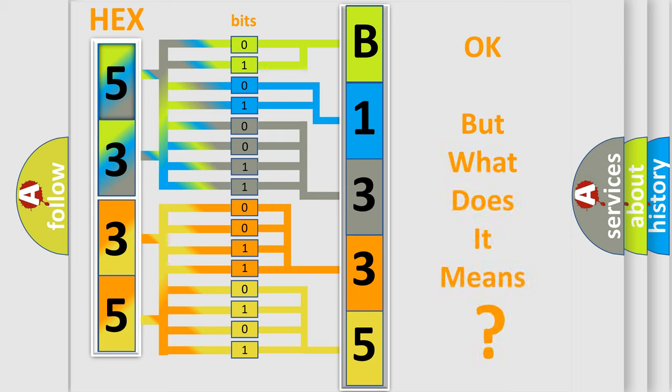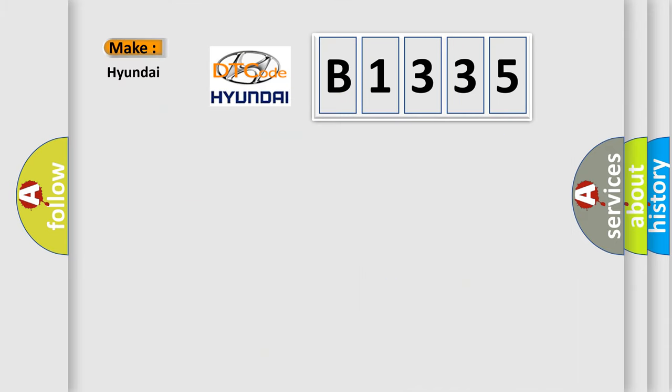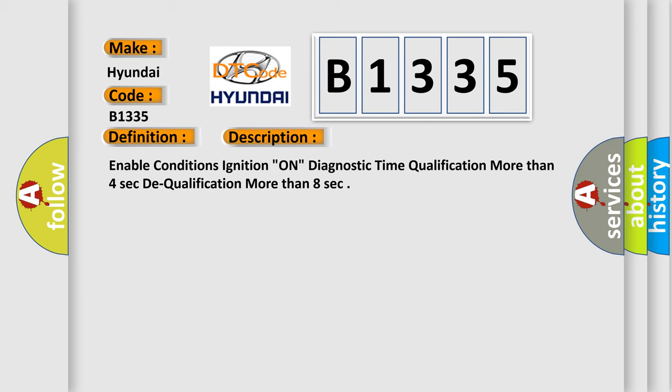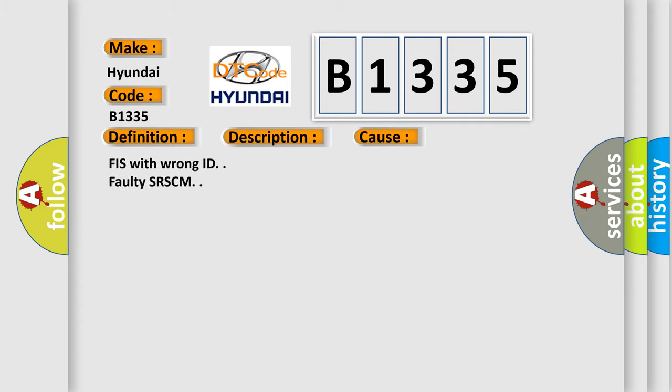The number itself does not make sense to us if we cannot assign information to what it actually expresses. So, what does the Diagnostic Trouble Code B1335 specifically mean for Hyundai? The basic definition is PFIS with wrong ID. And now a short description of this DTC code. Enable conditions: ignition on, diagnostic time qualification more than 4 seconds, de-qualification more than 8 seconds. This diagnostic error occurs most often in these cases: PFIS with wrong ID, faulty s.r.o.the.